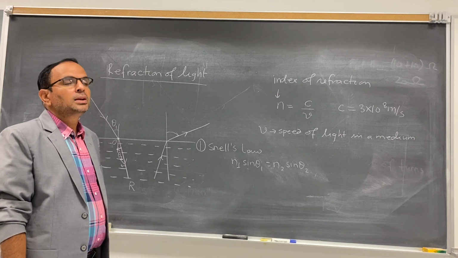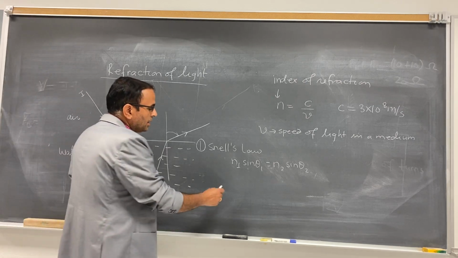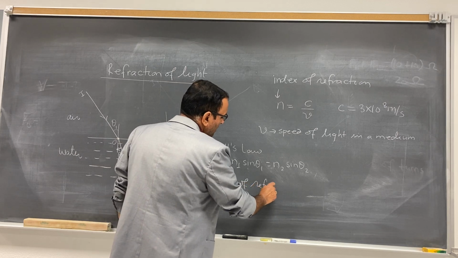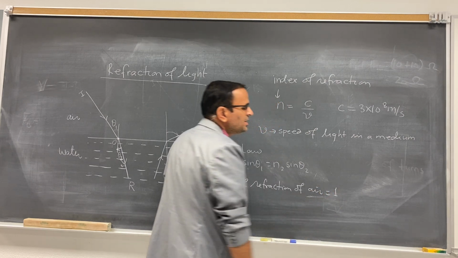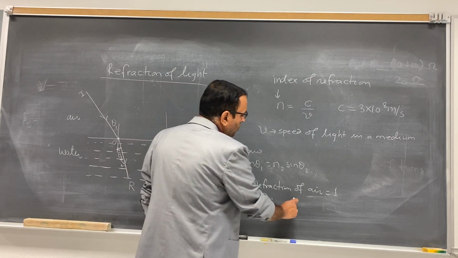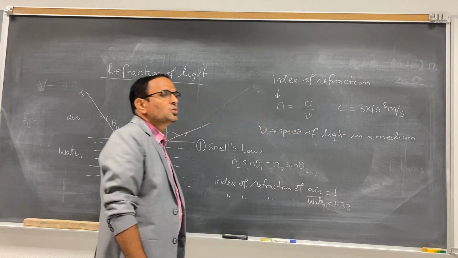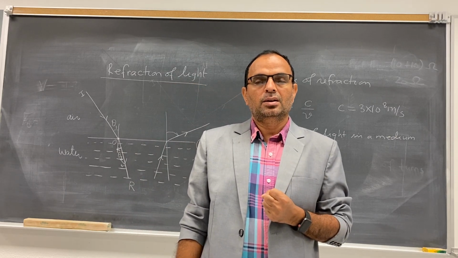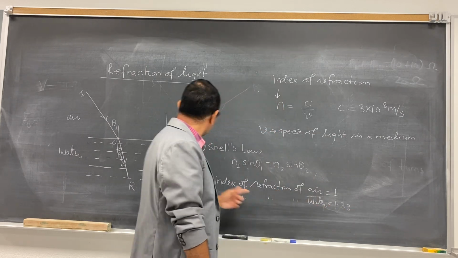If you calculate the index of refraction of air, you can write down simply 1. It is a little bit more than 1, but simply we use 1. But the index of refraction of water is 1.33. So light bends more if the index of refraction is big. The bending, more refraction here.